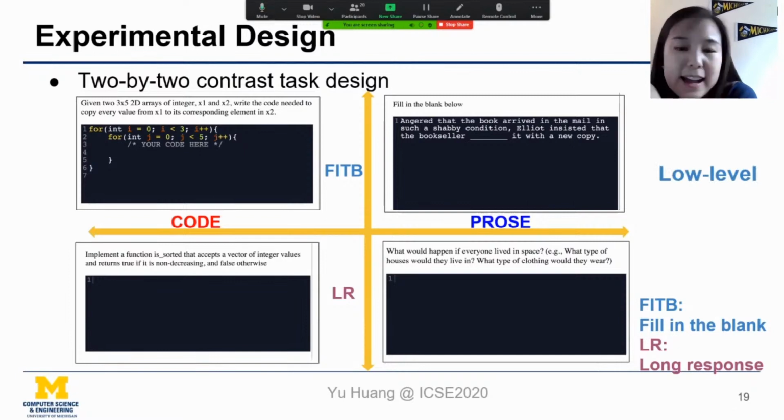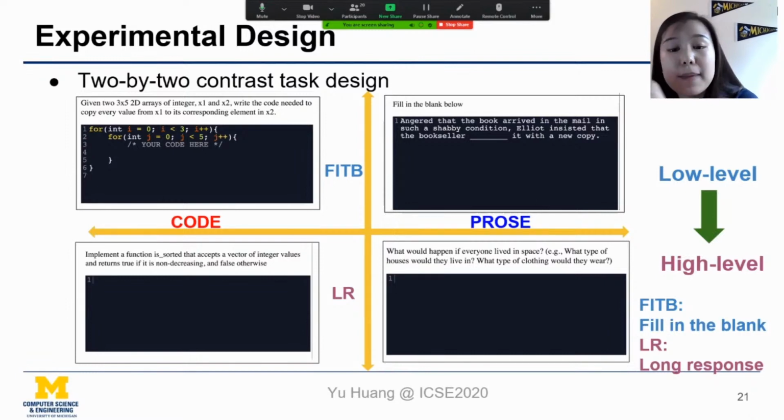The idea behind this is that FITB, fill in the blank, is more like a low-level writing task, and LR tasks are more like high-level tasks that are made of repeated low-level tasks. We hypothesize that examining FITB tasks helps us understand the low-level basis for code writing, while examining the LR tasks may show aspects of the high-level creativity of software engineering.